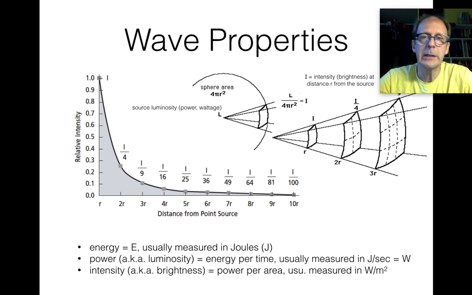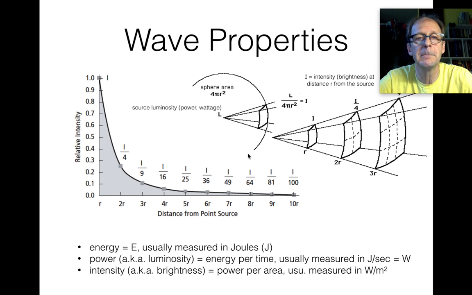So we can mathematically relate those with this equation right here: the intensity, also known as brightness, so some people use a B here for brightness, I'm using an I for intensity, is equal to the luminosity over 4 pi r squared, where r is the distance from the source.